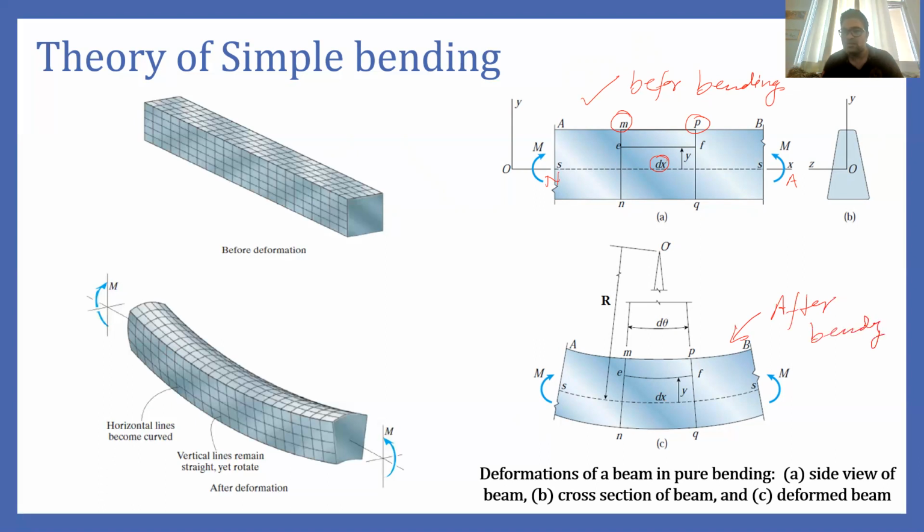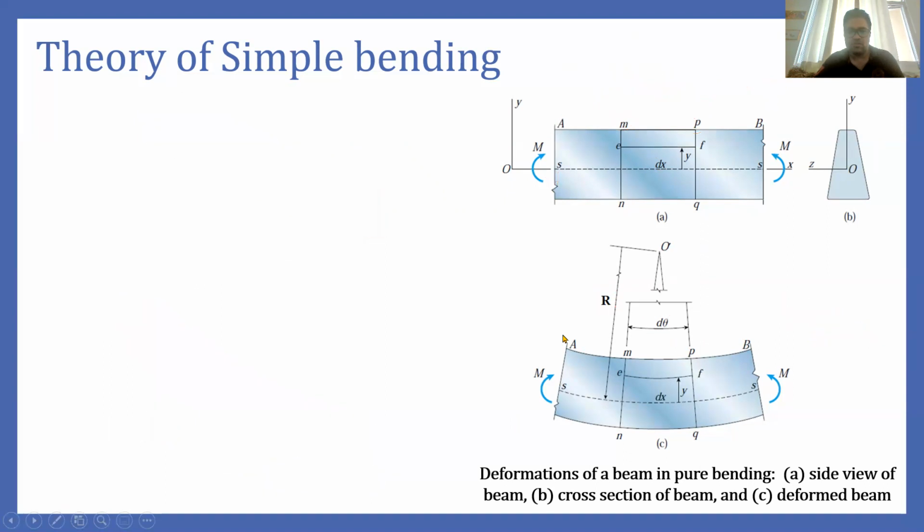So after bending, we have the radius of curvature and also the angle between these two line sections, MN and PQ. The angle between them becomes d theta. So now we will try to analyze this section with the process.